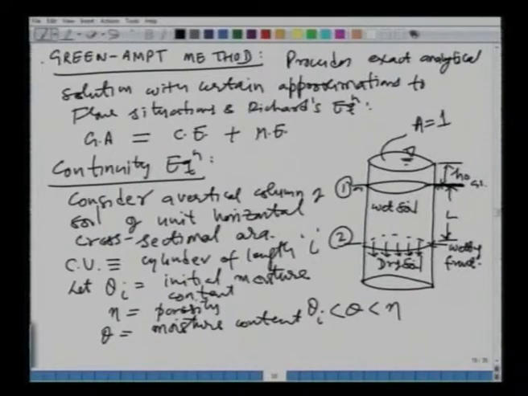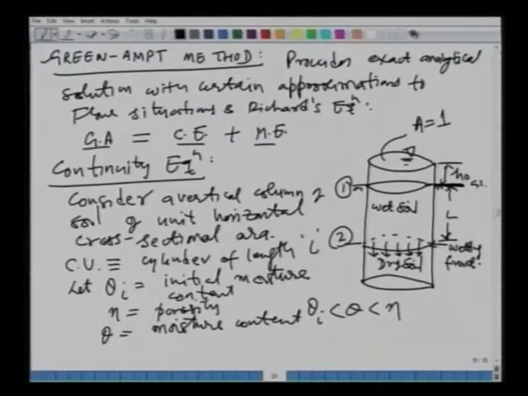We are looking at the Green-Ampt method, and what we said is it provides an exact analytical solution with certain approximations to flow situations and Richards equation. The Green-Ampt equation is a combination of continuity and momentum equation, and how we derived it was that we first looked at the simplified soil moisture profile, and then we took a cylindrical volumetric element, and then we applied the continuity and momentum equation to that.